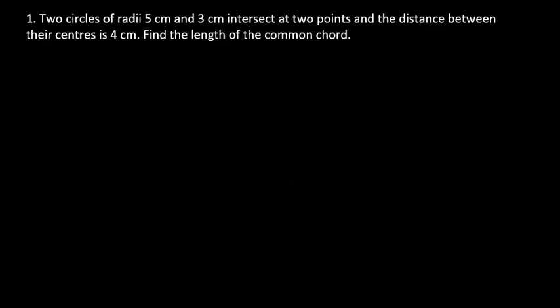So here is our first problem. Two circles of radii 5 centimeter and 3 centimeter intersect at 2 points and the distance between their centers is 4 centimeter. Find the length of the common chord. So the problem is two circles of radii 5 centimeter and 3 centimeter. So now I have two circles, one with radius 5 and the other with radius 3. They intersect at 2 points.